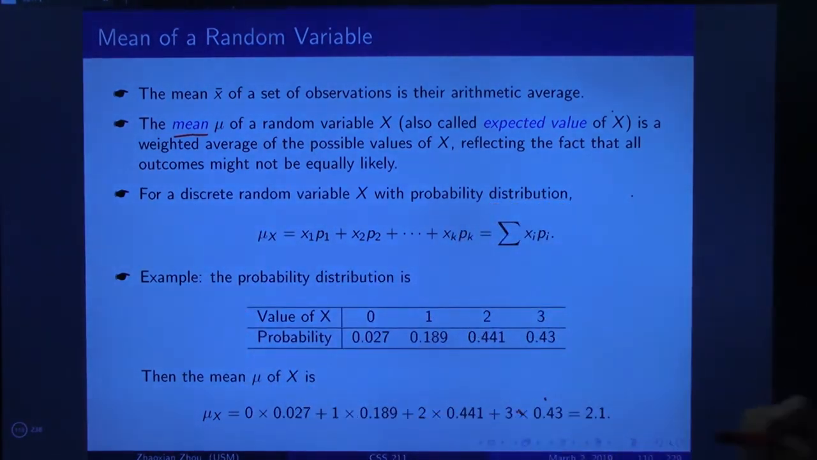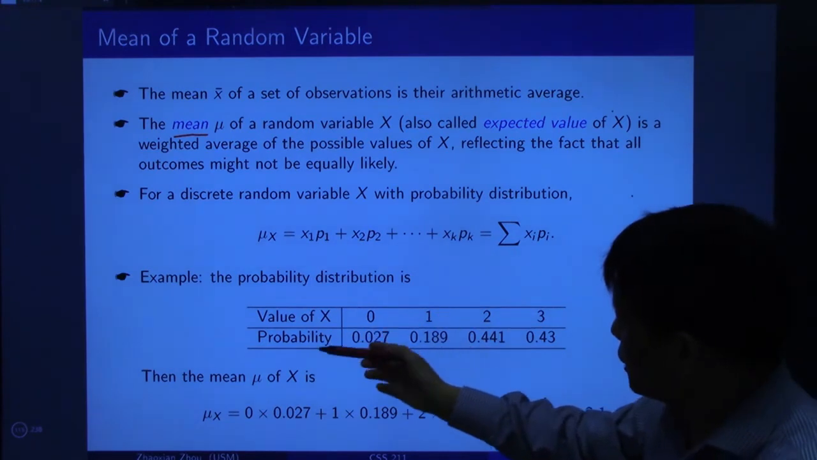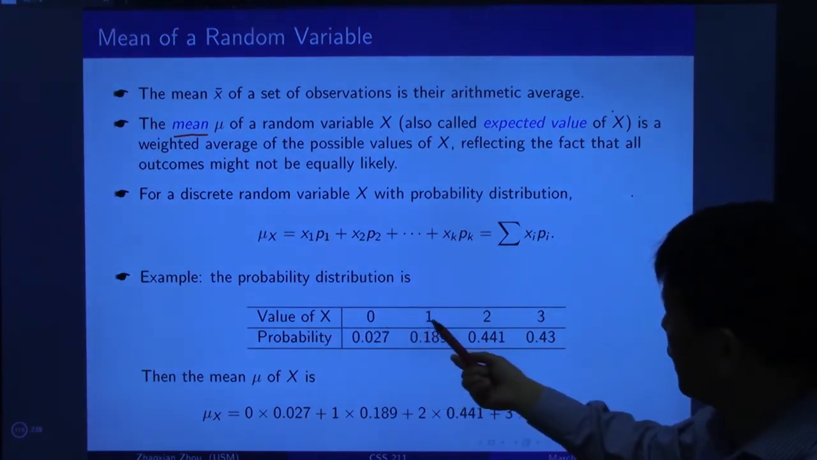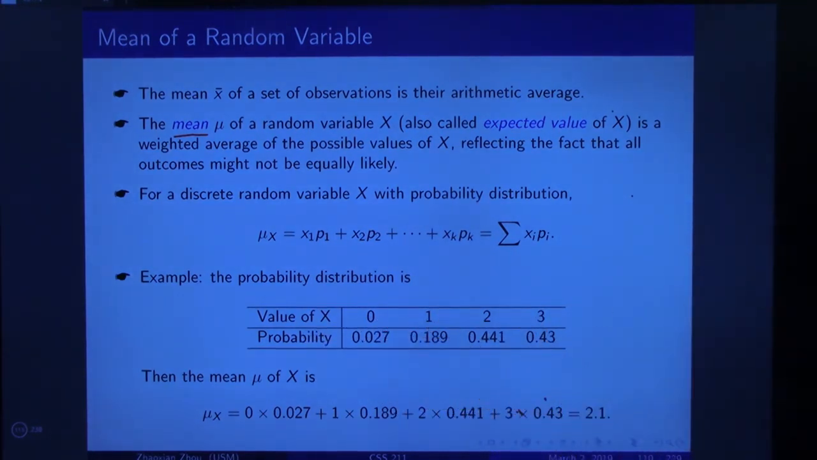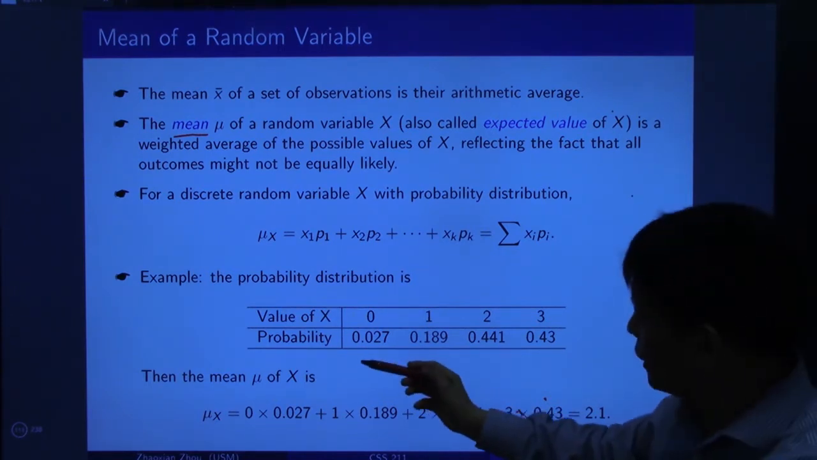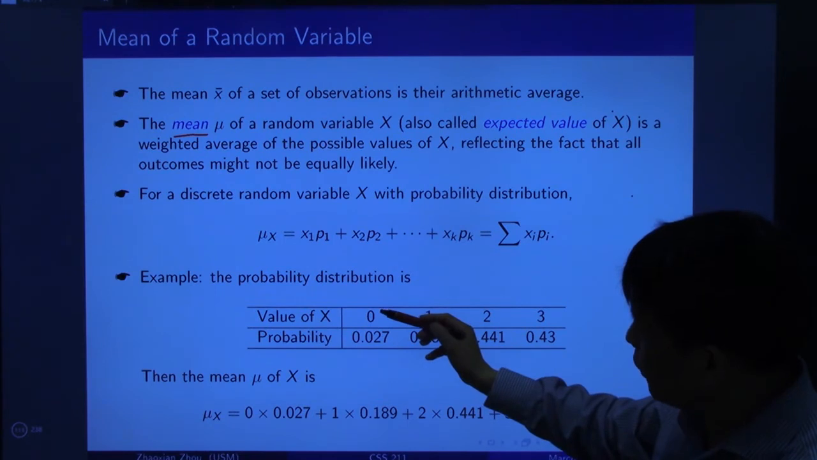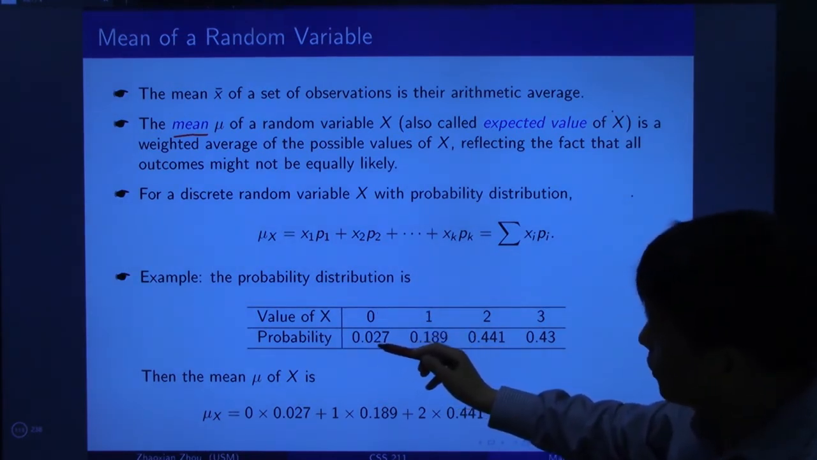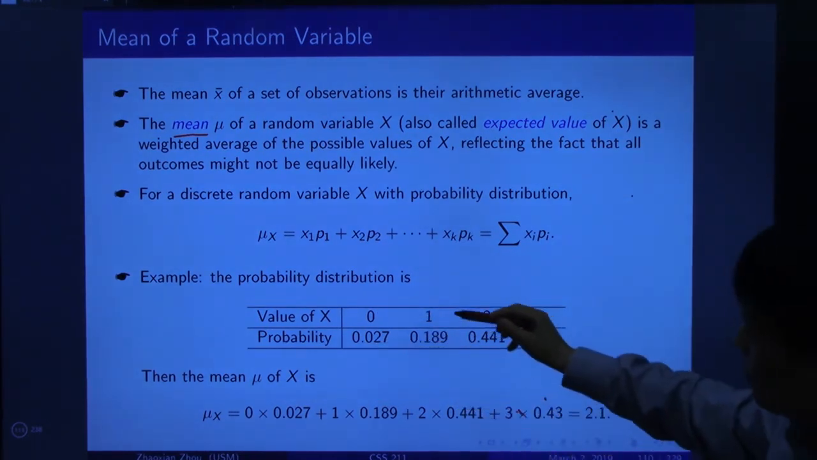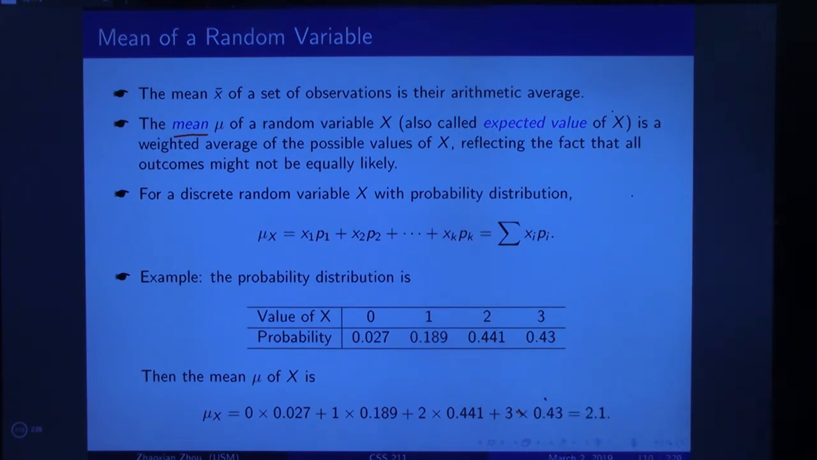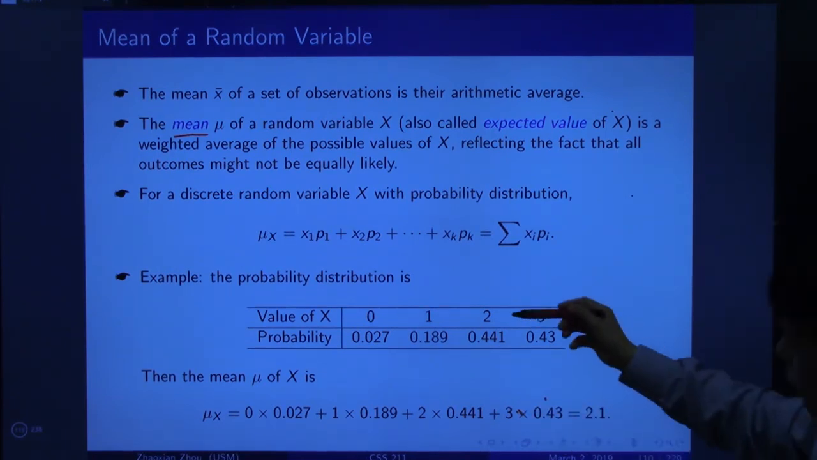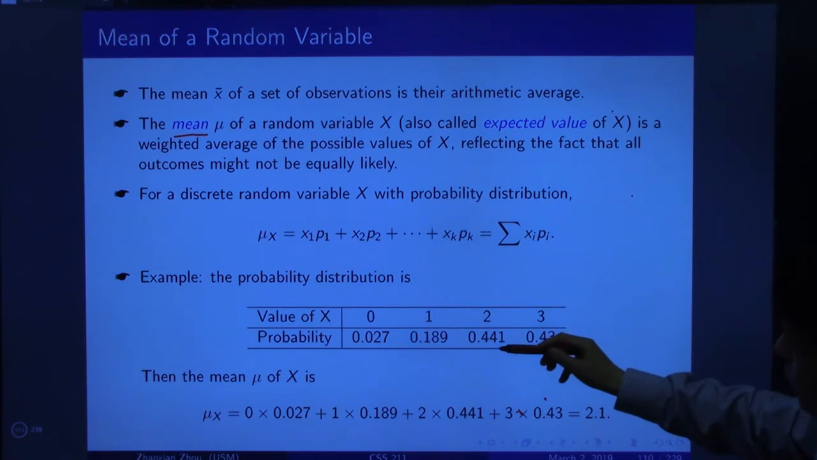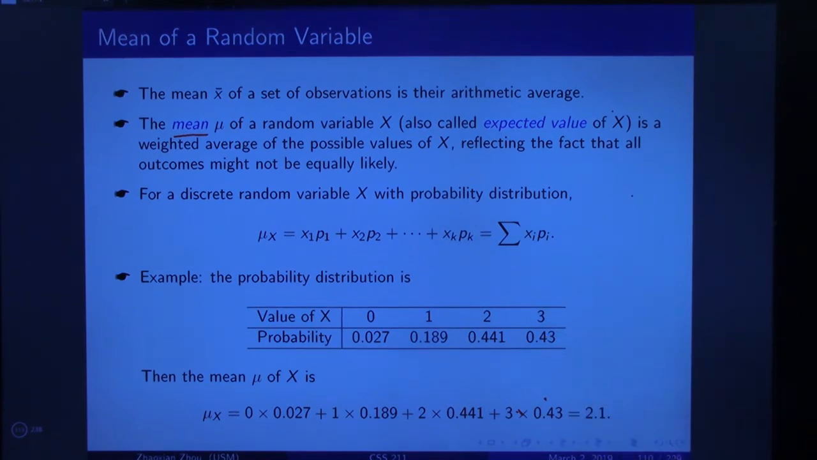Now we have an example. The probability distribution is: the value of x equals 0, 1, 2, 3. We have only 4 possible discrete values. The corresponding probability for x equals 0 is 0.027. For x equals 1, the probability is 18.9%. For x equals 2 it is 44.1%, and for x equals 3 it is 43%.